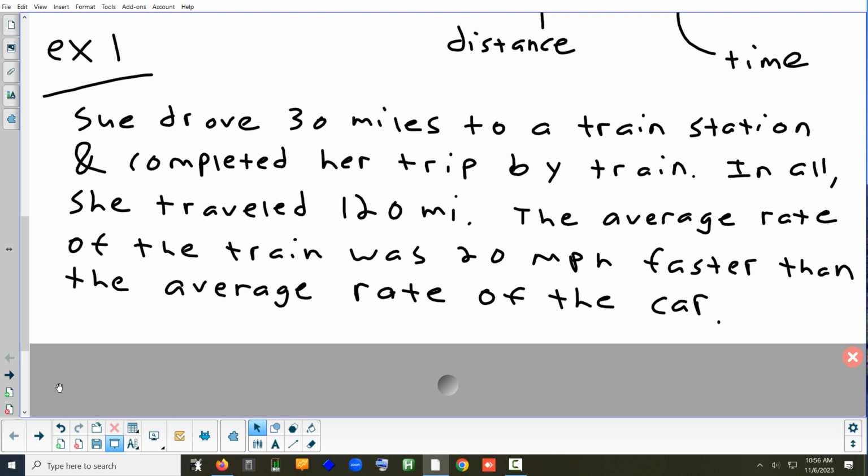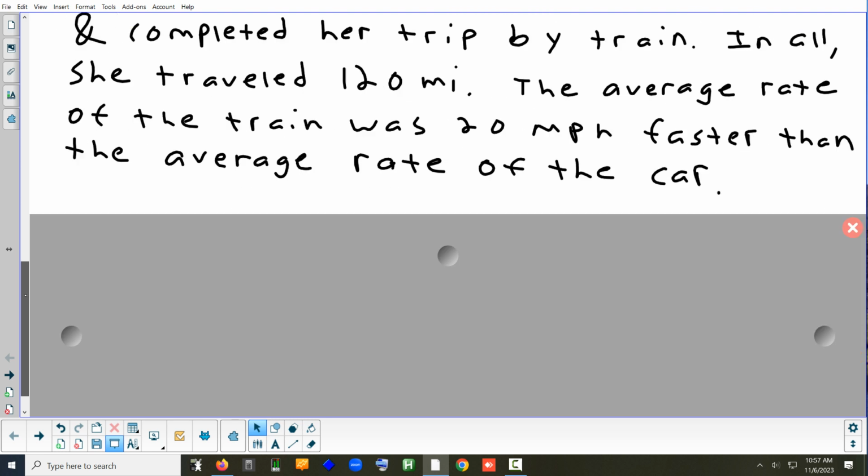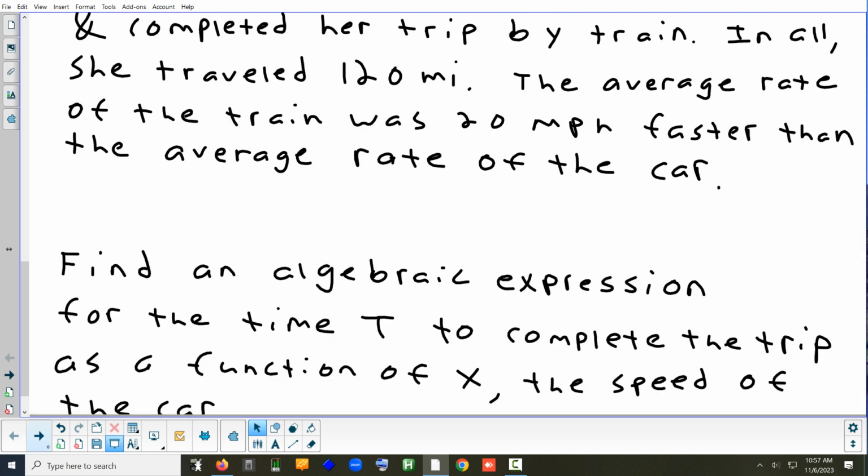What we're going to do is write a formula for the time it takes to complete the trip as a function of the speed of one of those things. I think we're going to do it relative to the speed of the car. If we don't know the speed of the car, how could we represent that for now? Yeah, we'll use x to represent the speed of the car. You could also do this from the perspective of the speed of the train, but we're doing it from the car.